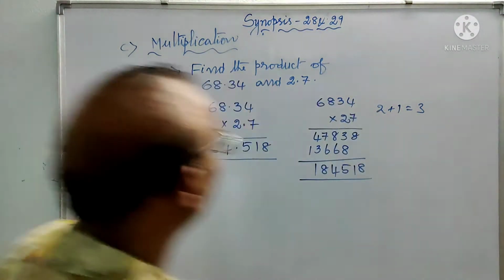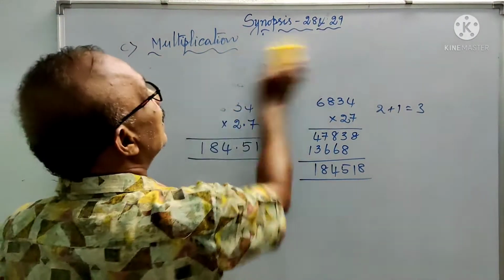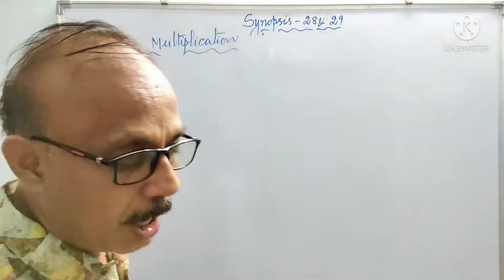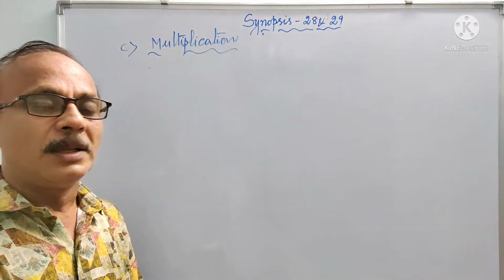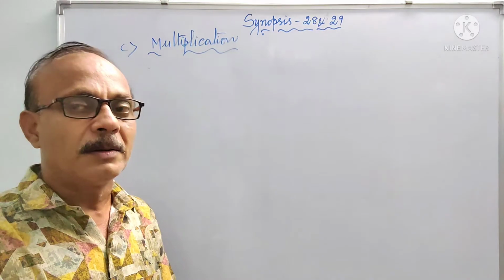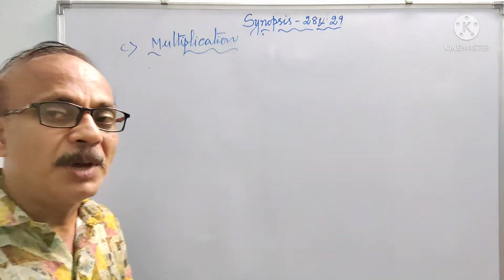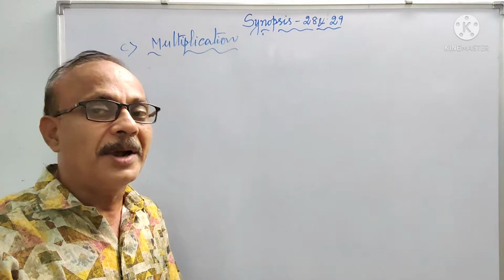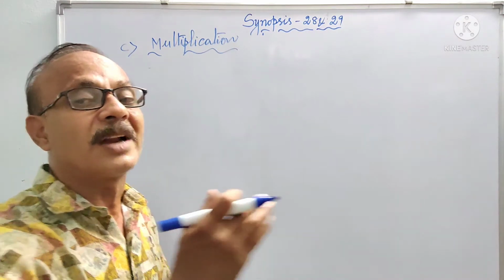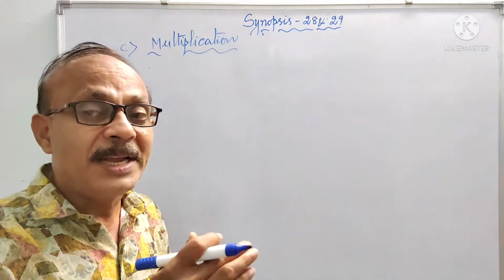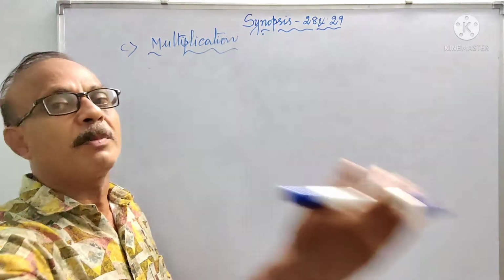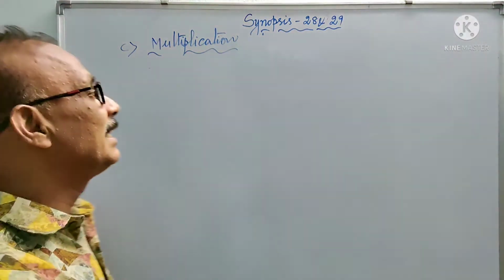And another important point is there to learn. That is, multiplication of decimals by numbers like 10, 100, 1000, etc. is very easy. There is no need to do much calculation. And what the rule says is, when you multiply a decimal by numbers like 10, 100, 1000, 10,000, etc., the decimal point moves towards right as many digits as the number of zeros in the number with which you are multiplying. So let us see these examples.